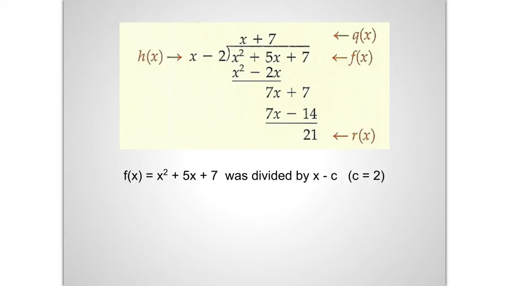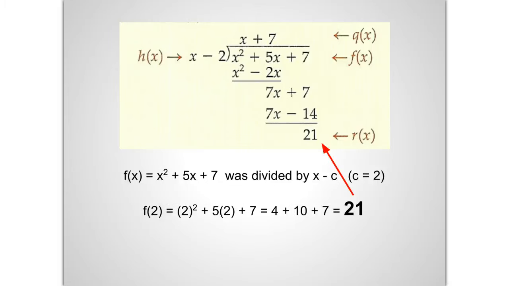We took a polynomial x squared plus 5x plus 7 and we divided it by a polynomial of the form x minus c. In this case, c was equal to 2. And if we evaluate the dividend f at 2, we'd get 2 squared plus 5 times 2 plus 7, which is 4 plus 10 plus 7, which is 21, and we notice that that's the remainder.